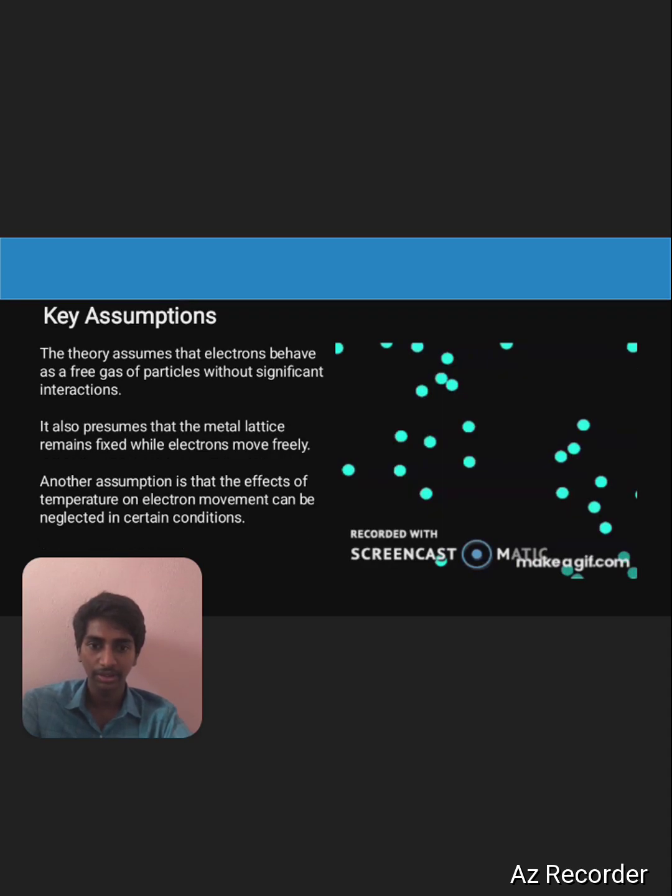Key assumptions. The theory assumes that electrons behave as a free gas of particles without significant interaction. It also presumes that the metal lattice remains fixed while electrons move freely. Another assumption is that the effects of temperature on electron movement can be neglected in certain conditions.